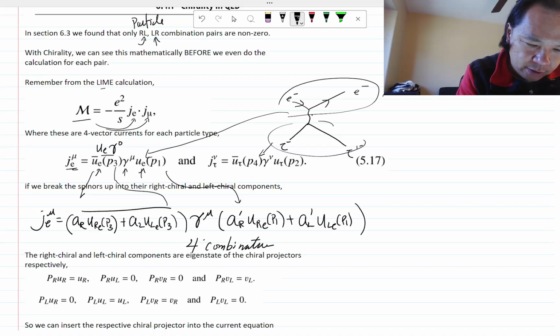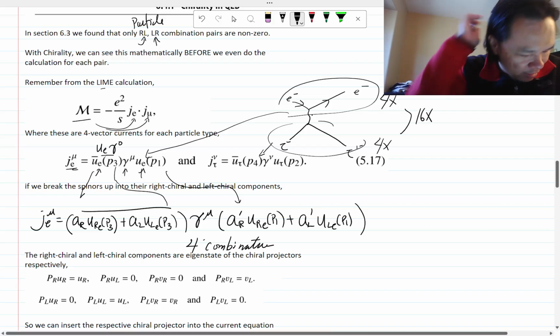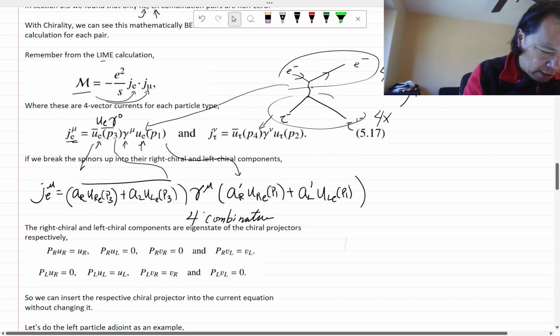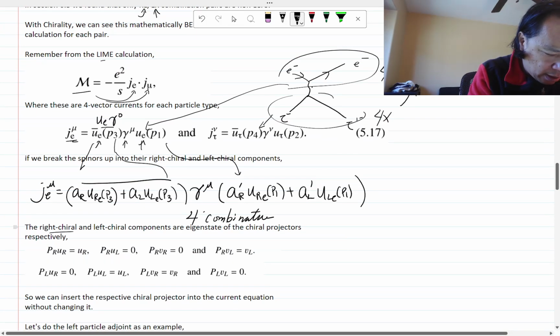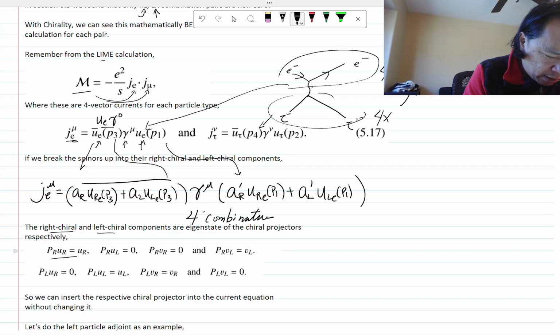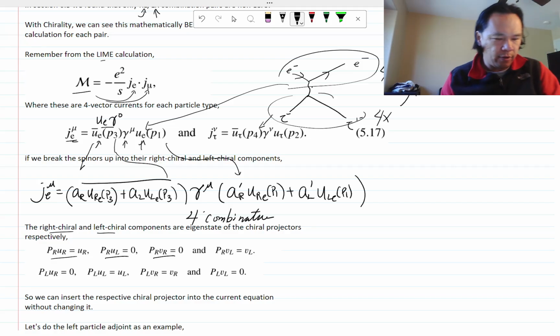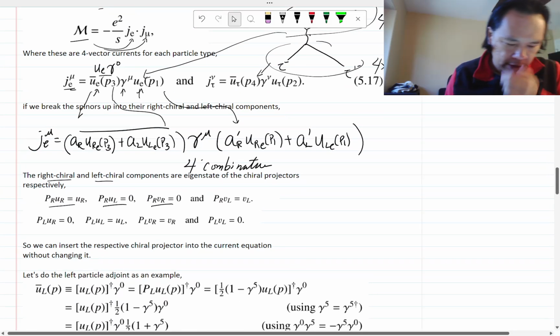So for this vertex, there's already 4 different combinations of chirality. And for this vertex, there's 4 different combinations of chirality also. Therefore, that's why we ended up with 16 times of that. But what happened is that when we have these chirality projectors and project these out, a lot of the components end up being 0. And therefore, we actually found that we only had to calculate 4 different helicity combinations as opposed to having to do all 16.